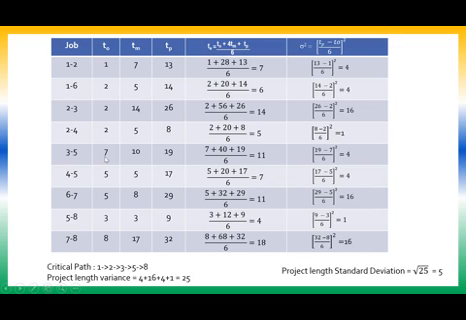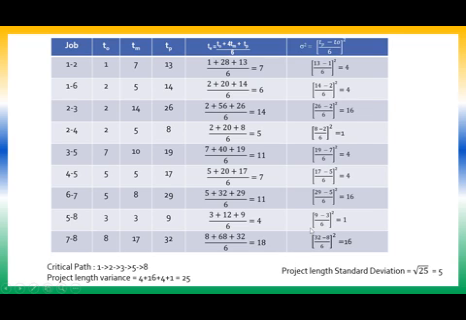19 minus 7 is 12. 12 by 6 is 2. 2 square is 4. Then 17 minus 5 is 12. 12 by 6 is 2. 2 square is 4. 29 minus 5 is 24. 24 by 6 is 4. 4 square is 16. Then 9 minus 3 is 6. 6 by 6 is 1. 1 square is 1. 32 minus 8 is 24. 24 by 6 is 4. 4 square is 16. So individual activity variances I have got.